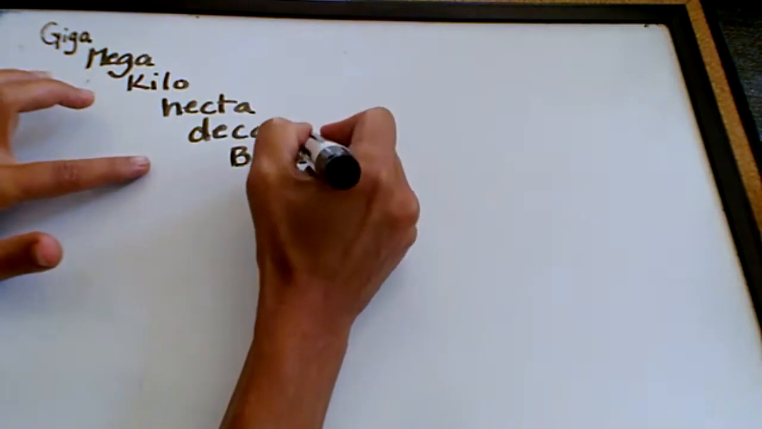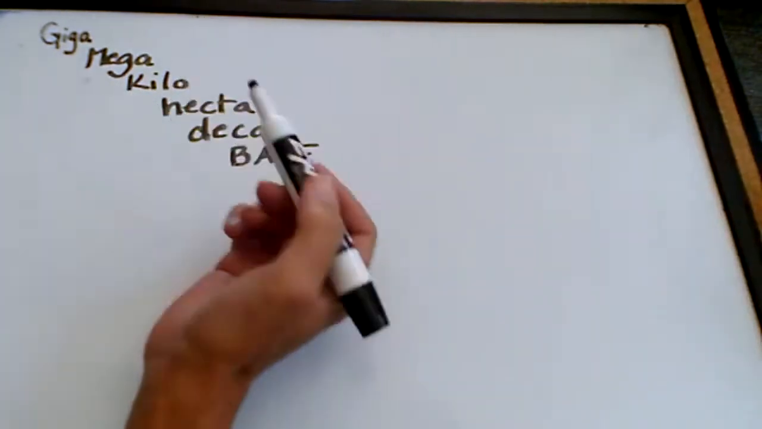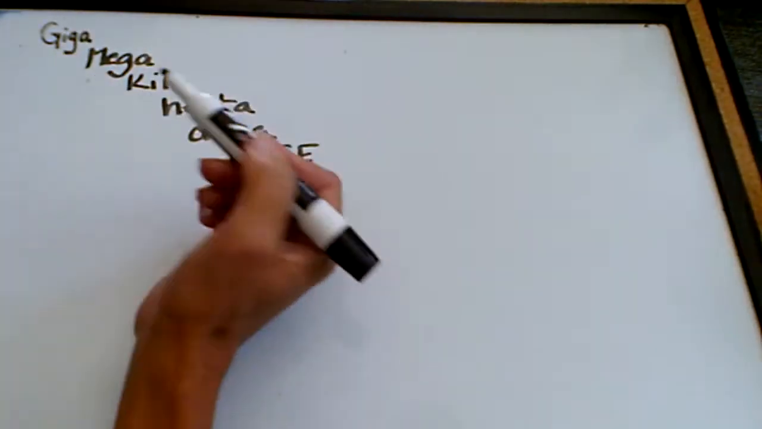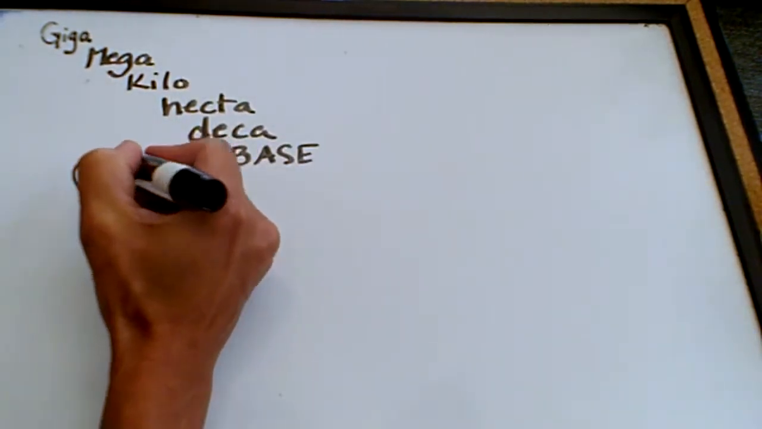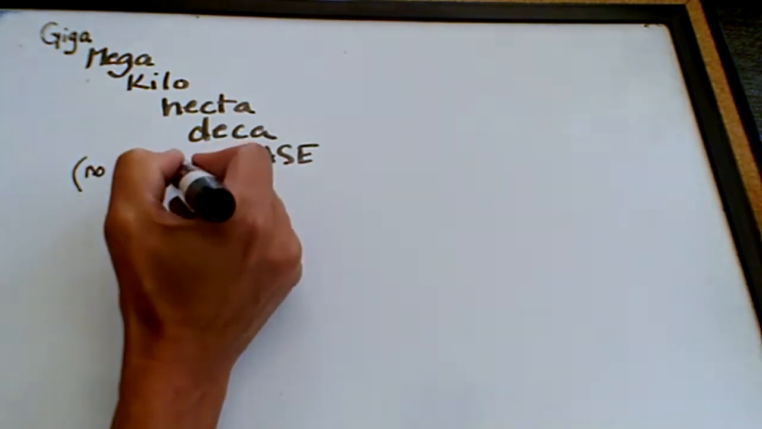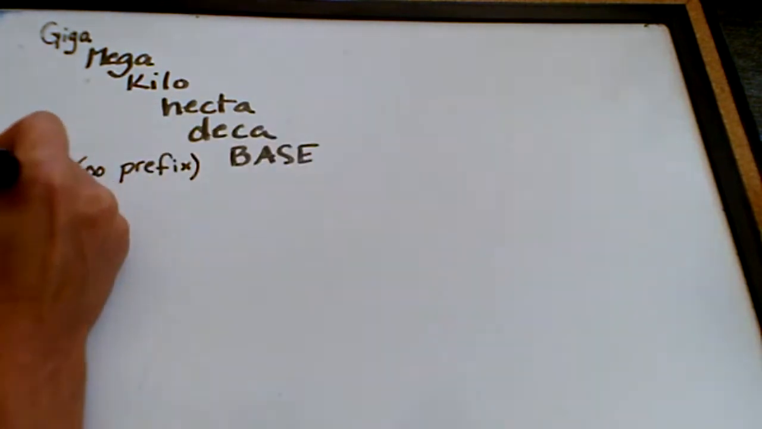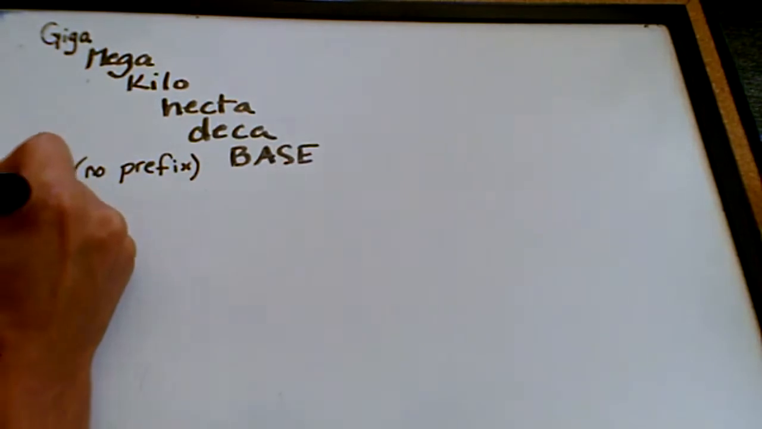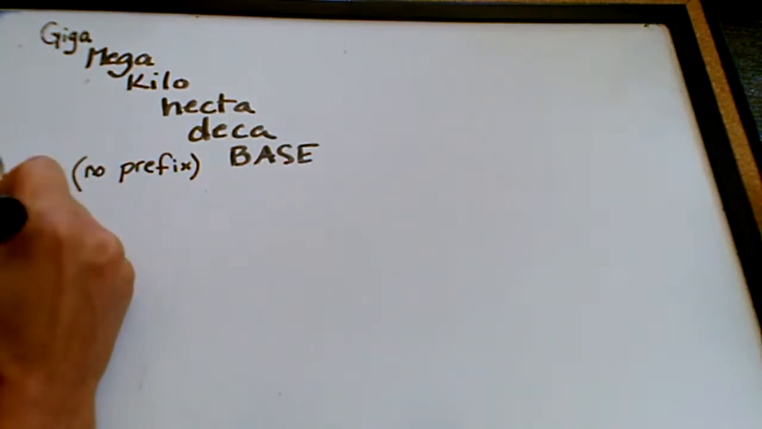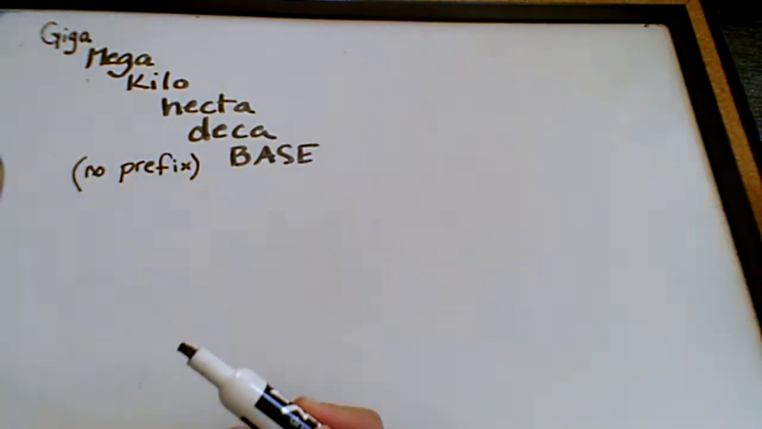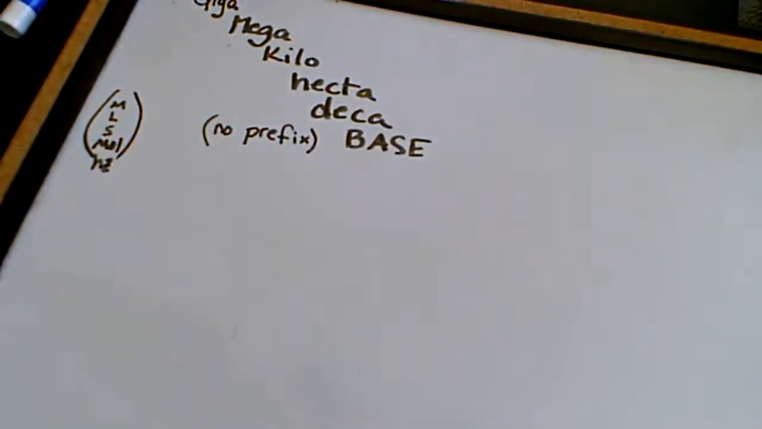And remember when we started this, guys should be writing this down. We said base, and Miss Murphy said there's kind of different ways to talk about base, which reminds me I need to say something. But for us right now, base means no prefix, right? There is no giga, mega, kilo, hecta, deca. It's just a meter. It's just a liter. It's just a second. It's just a mole. It's just any of those things. It's just a hertz, right? It doesn't have a prefix.